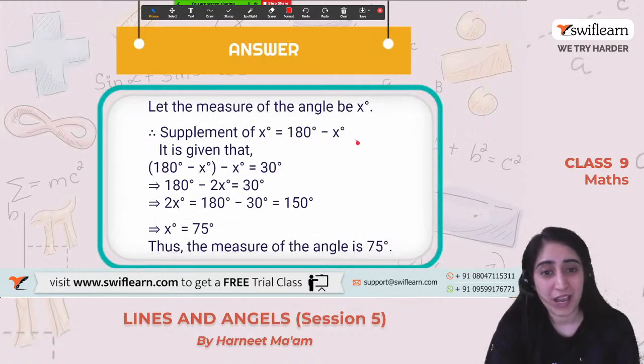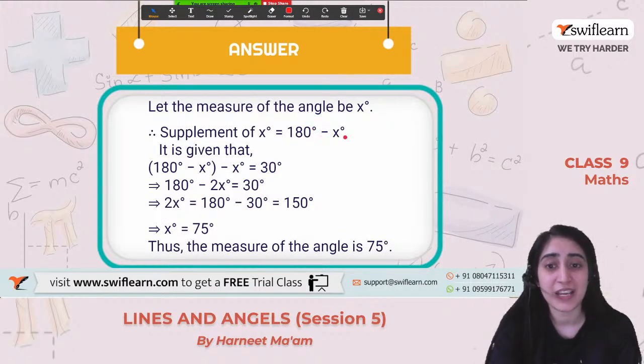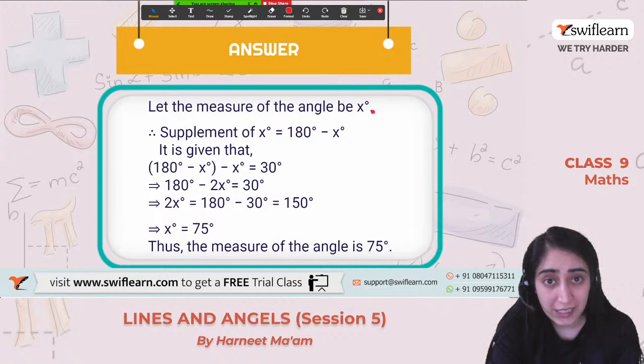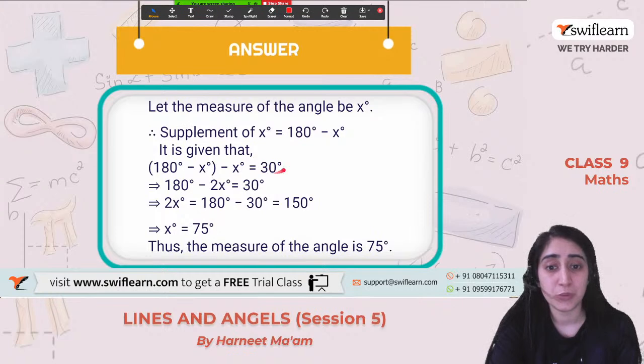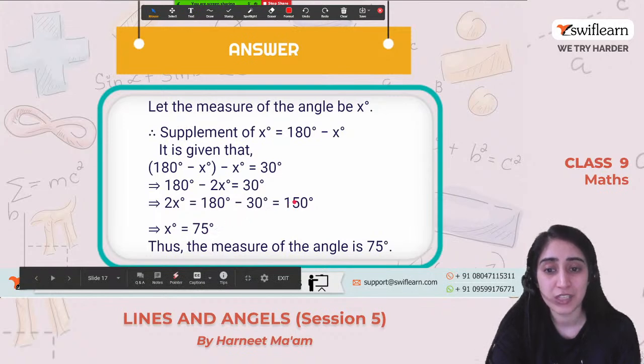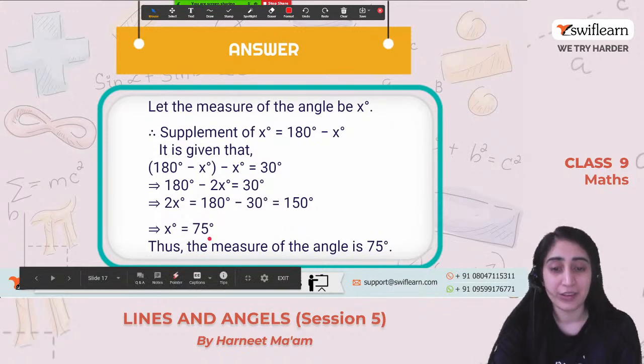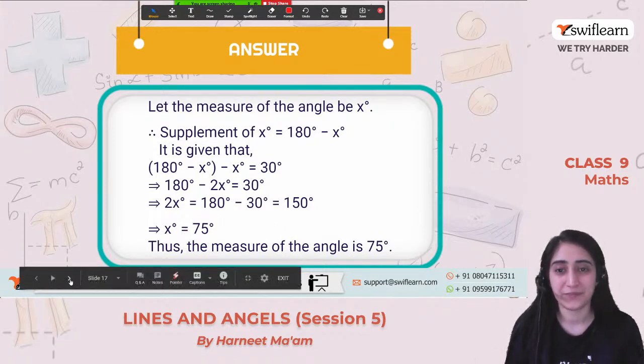So we'll take the supplement 180 degree minus x, and from that, we'll subtract the original x degree angle which we have supposed. On subtracting, that equals 30 degree. Now minus x becomes minus 2x, which equals 30 degree. So 2x would be 180 degree minus 30 degree. That comes out to be 150 degree, right? That means x equals 150 degree divided by 2, which comes out to be 75 degree. Well done, students. Great work.